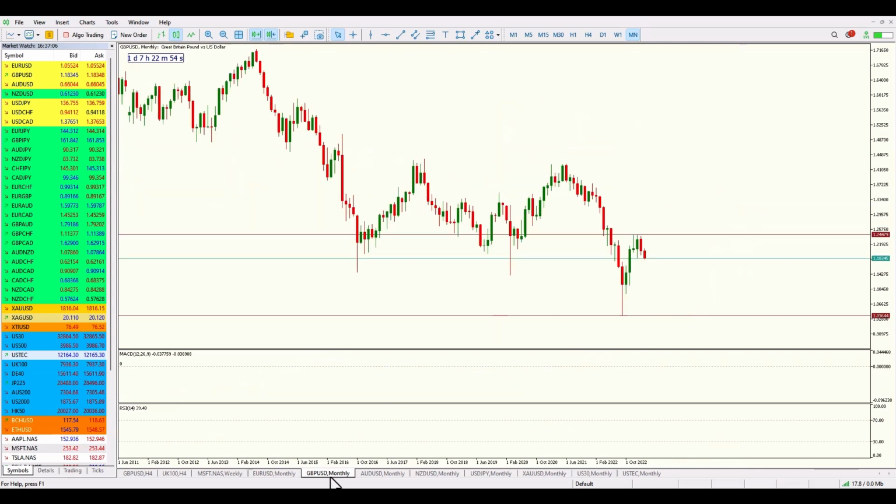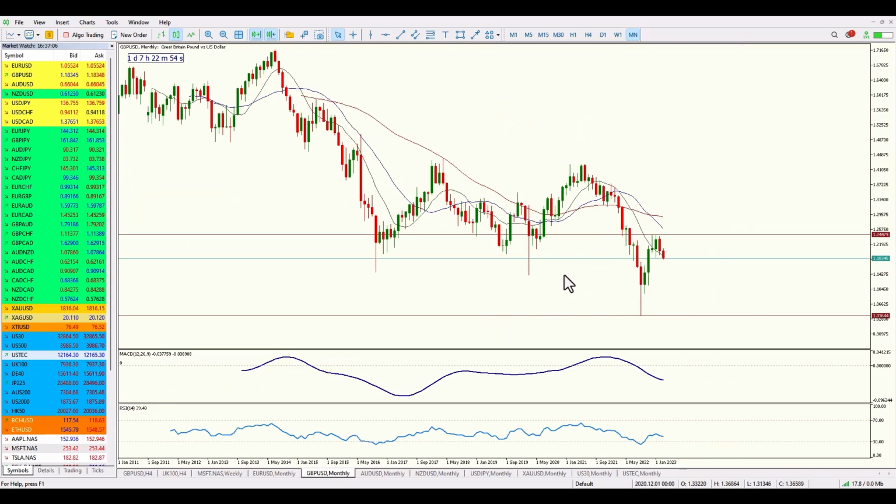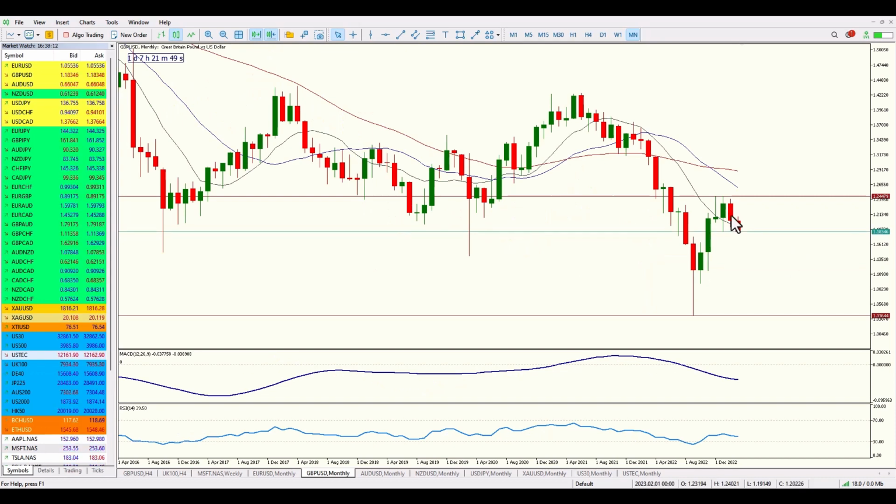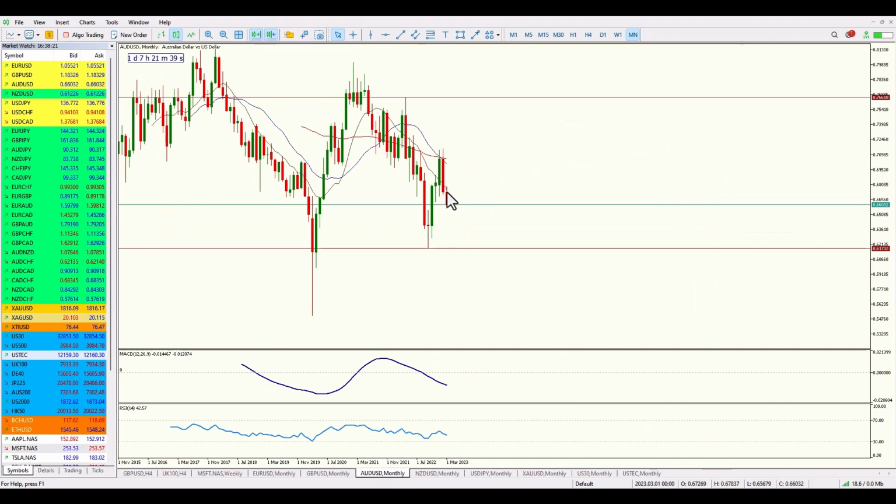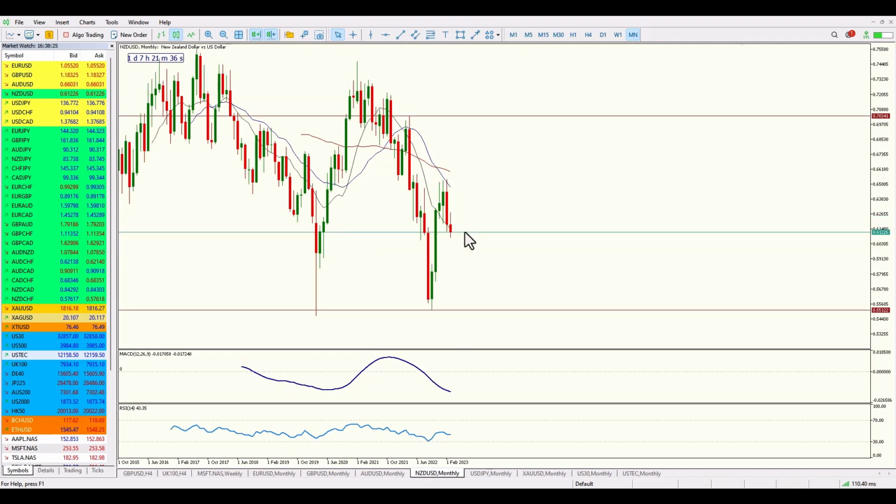But if I go ahead and have a look at sterling as well, so looking here at GBP against US dollar, we have a similar formation and the market is already starting to push lower. And again, if I go through to the Australian dollar against the US dollar, we've got a similar formation again. So we have this bearish candle and a follow through from March over February. And the same thing here for the New Zealand dollar against the US dollar.